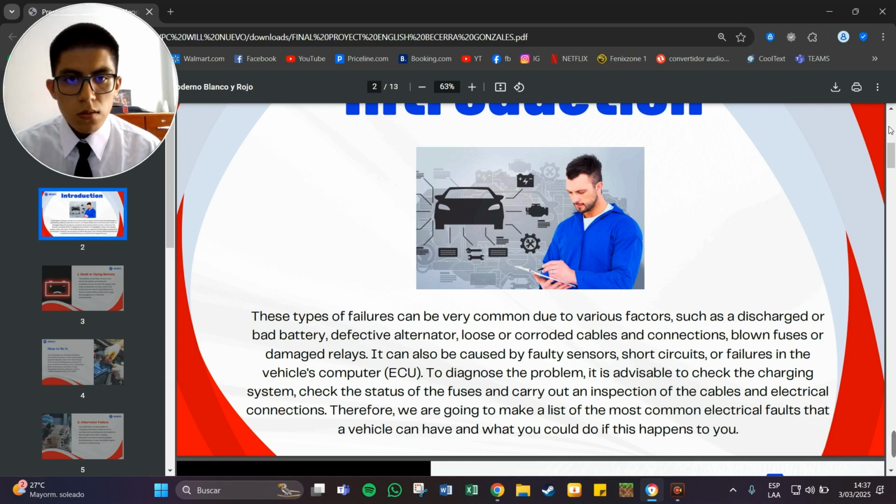To diagnose the problem, it is advisable to check the charging system, check the status of the fuses, and carry out an inspection of the cables and electrical connections. Therefore, we are going to make a list of the most common electrical faults that a vehicle can have and what you could do if this happens to you.